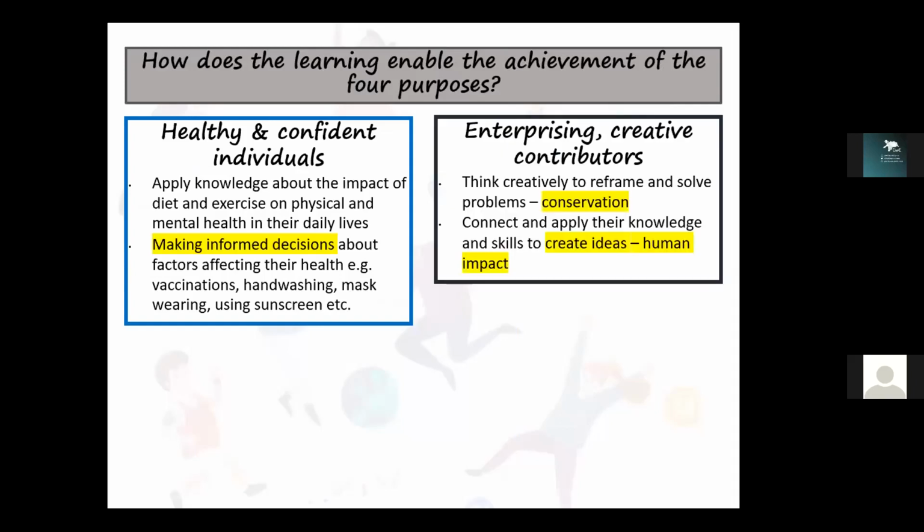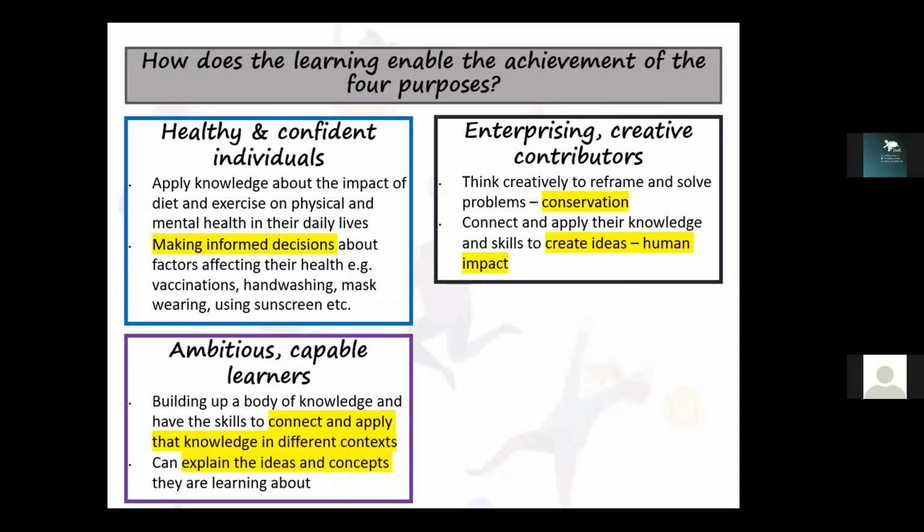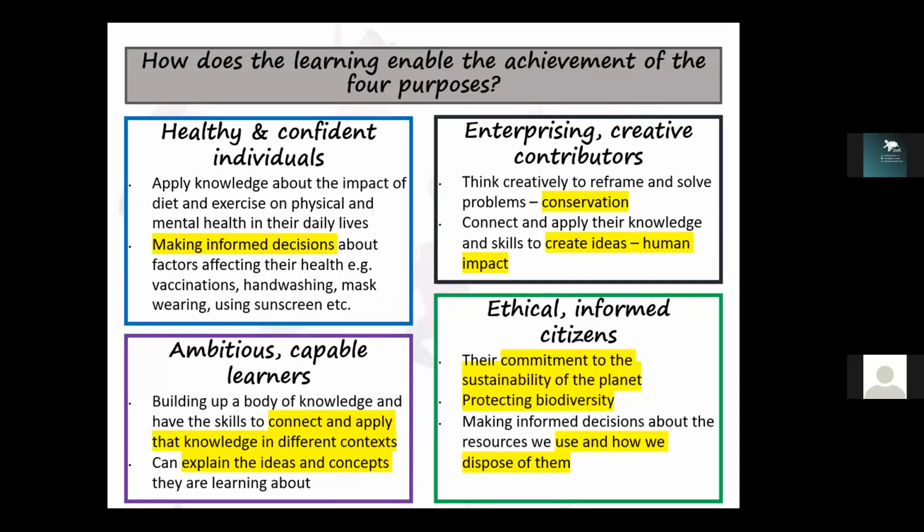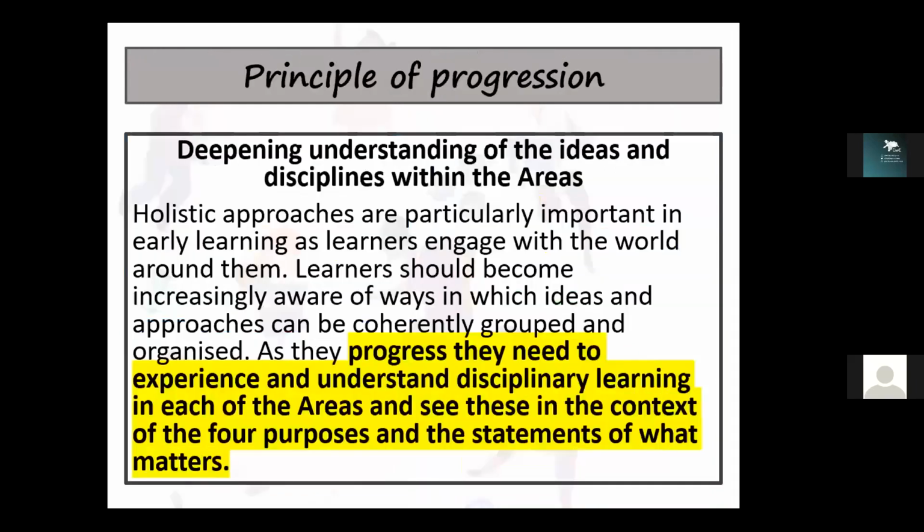So making informed decisions, thinking about conservation, the impact of themselves and humanity on the environment, creating ideas, problem solving, connecting and applying that knowledge to different concepts, explaining the ideas and concepts, and then ethical informed citizens looking at sustainability of the planet and protecting biodiversity. So hopefully you can see how that learning links back.